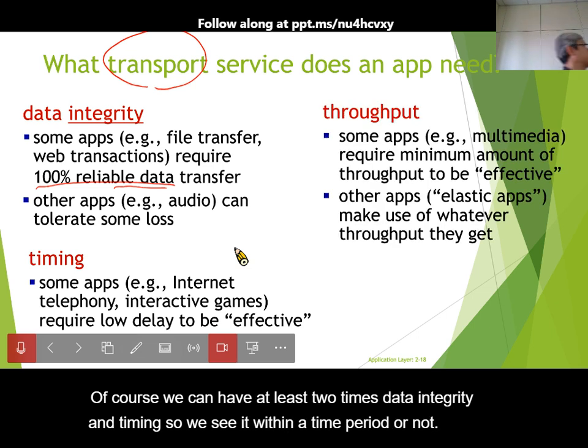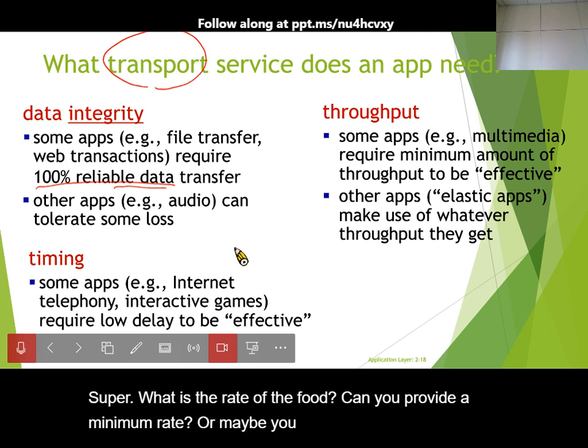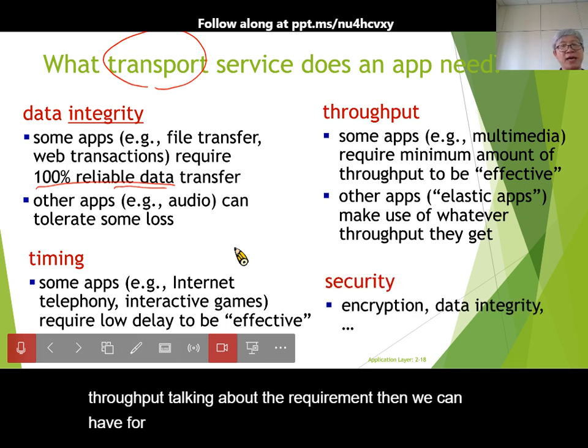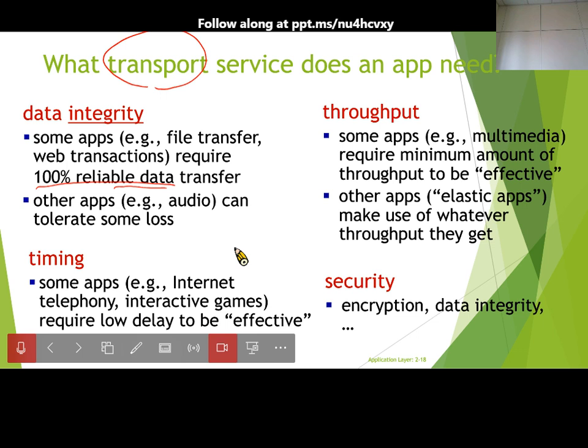Throughput. What is the rate of the throughput? Can you provide the minimum rate, or maybe you should have some level of the throughput? Talking about the requirement, then we can have the possible service, so that we can have the transport service. And the actual one can include security: encryption, decryption, and of course description.